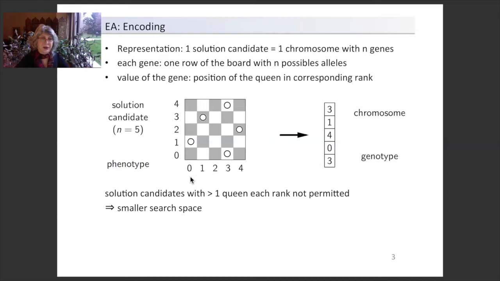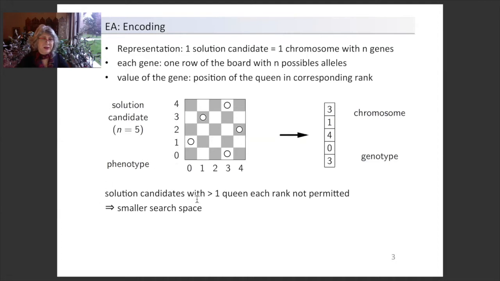For example, consider this solution candidate. Here we have 5 columns and rows. This is the n by n table, and this corresponds to the phenotype. The corresponding chromosome is that one. This says that the queen in row 0 is placed in column 3, so we have value 3 here. For the next row, row 1, the queen is placed in column 0, so we have value 0 for the next gene in the chromosome.